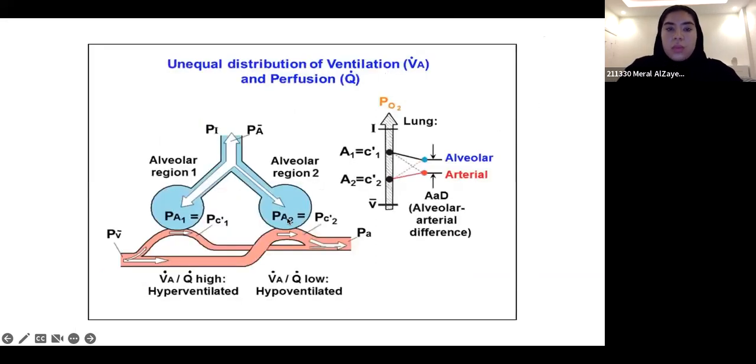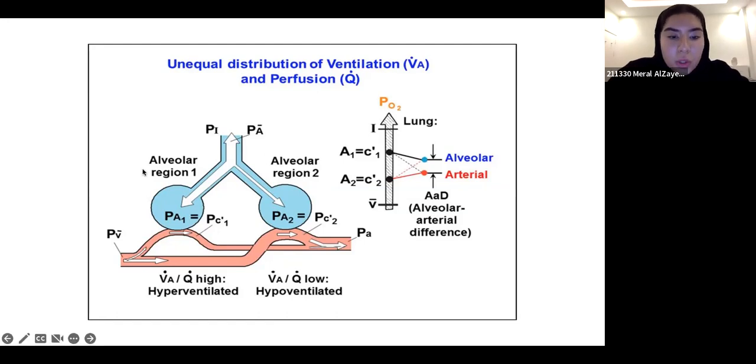So moving on to this slide, okay? We now know that the VQ ratio is higher at the apex and lower at the base of the lung, showing us that it is unequally distributed, like higher VQ at the top compared to low VQ at the bottom, okay?